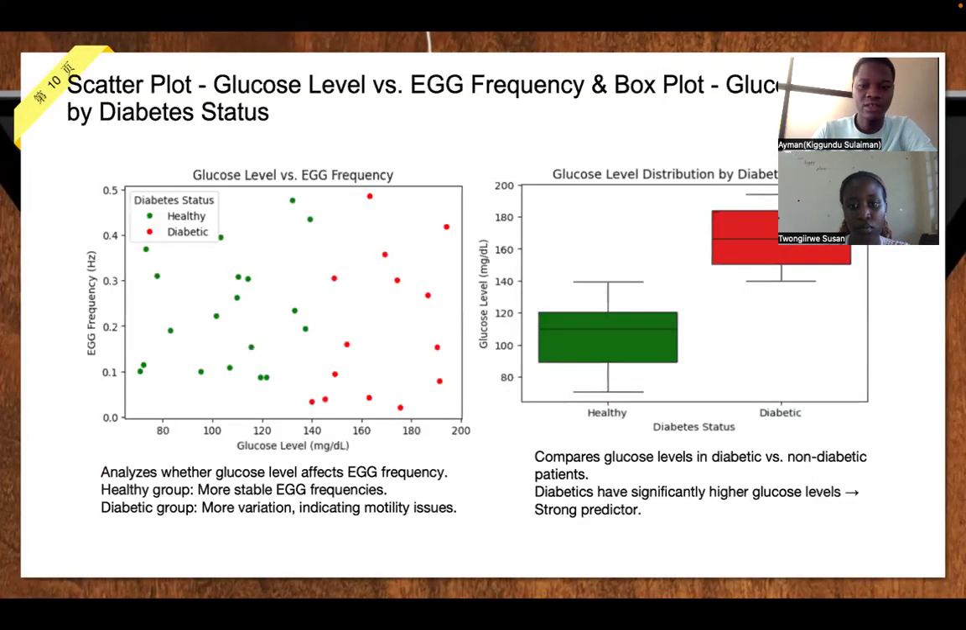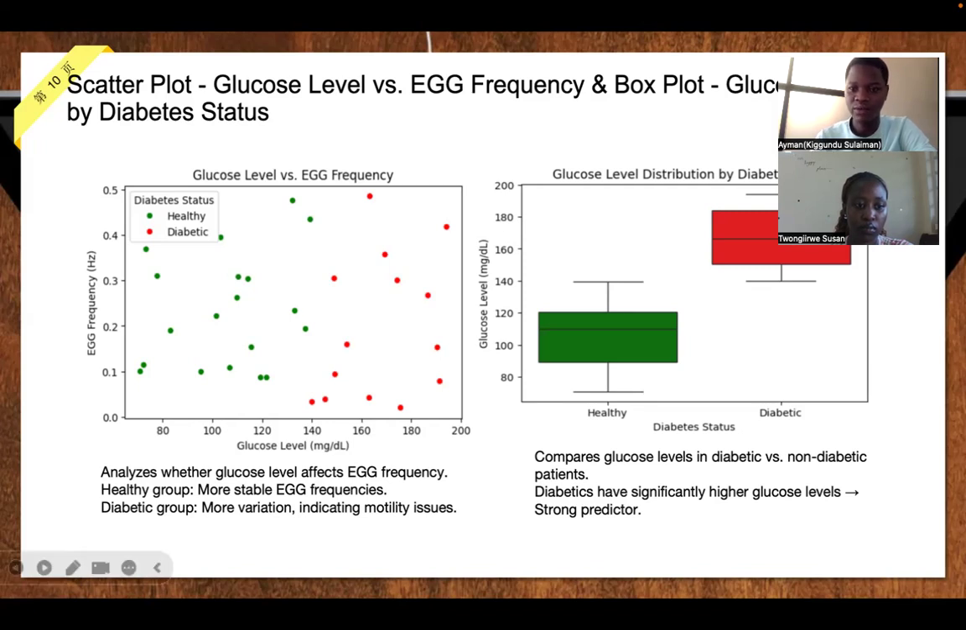So yeah, we're going to look at the visualizations, what we get from the database after learning the dataset and understanding what it means. From the features we selected, we're going to see the correlation between glucose levels and efficiency. So here, this is one of the diagrams that show EGG frequency against glucose levels. This analyzes whether the glucose levels affect EGG frequency. For healthy individuals, the EGG frequencies are more stable, and for diabetic, the variations are mainly indicating motility issues.